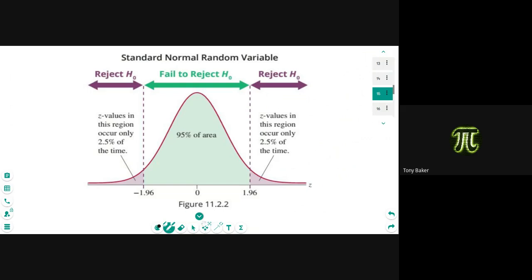In this case we were doing a two-tailed test, correct? And we were doing a 5% significance level. So when you're looking at your table, I'll be nice. Hold on, I'll give you a table.